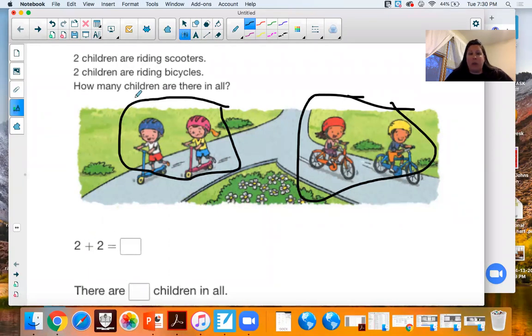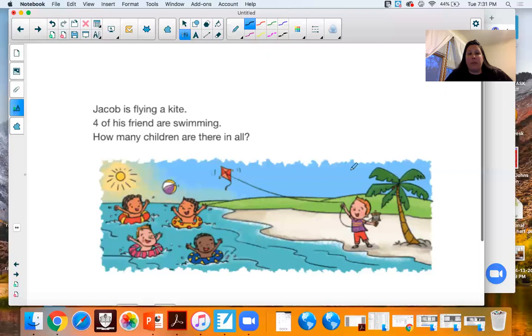And you know I like to cross and count. So let's cross and count together. 1, 2, 3, 4. 2 plus 2 is 4. And now we have to answer the missing question at the bottom. It says that there are blank children in all. So we know if there are two children riding scooters and there are two children riding bikes, there are 4 children all together. Let's go on to the next one.